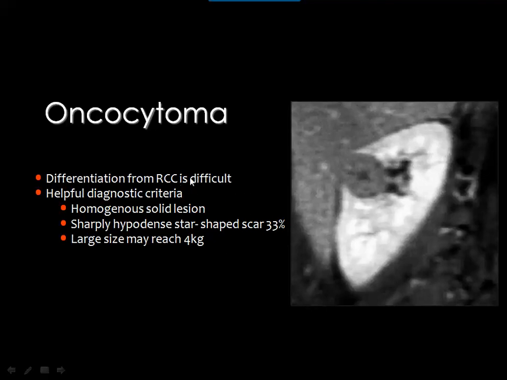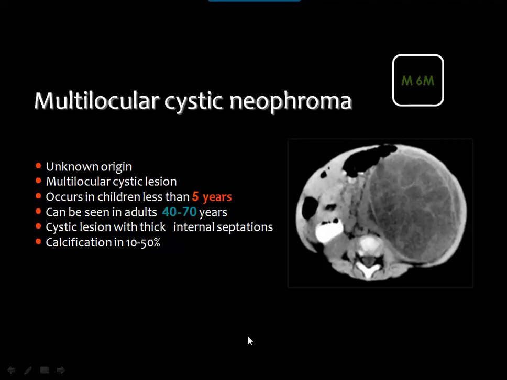However, the diagnostic criteria are a homogeneous solid lesion, but renal cell carcinoma is also like this; a sharply hypodense scar, which is only seen in one third of the cases, and the rest of the cases do not contain a scar; and a large size of the tumor, but renal cell carcinoma also may reach a large size. Then we came to another lesion, which is known as multilocular cystic nephroma, and this lesion is of unknown origin.